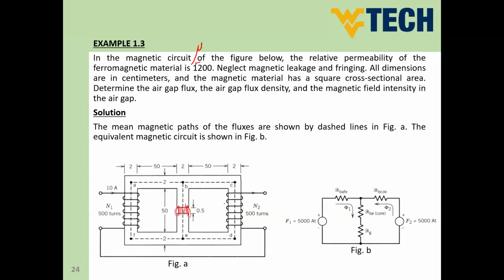And here in the example, he says neglect magnetic leakage and fringing. This is actually what we are doing most of the time in our questions, because all of the time we consider that area of air gap equals the area of our core. So we already assumed that in our problems. Also, he says here all dimensions are in centimeters. So we have here all dimensions given on this diagram. So 2 here means 2 centimeters, 50 means 50 centimeters, and so on. So these are dimensions for the length of the magnetic path.